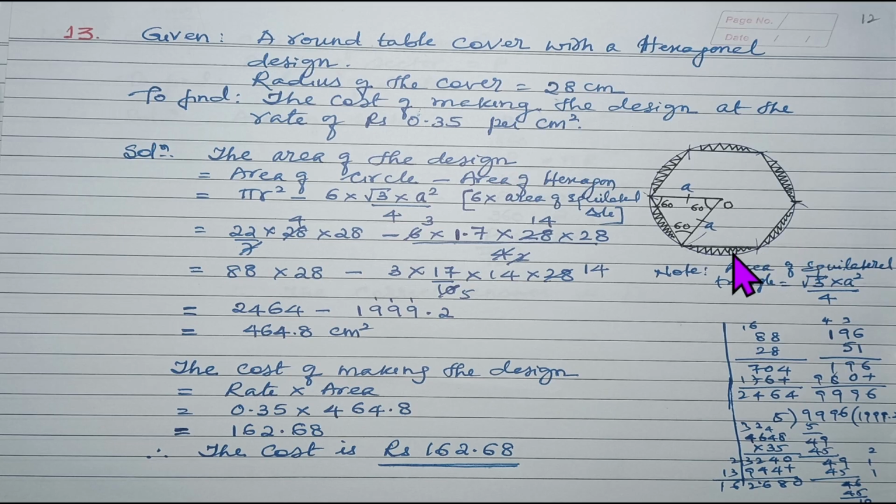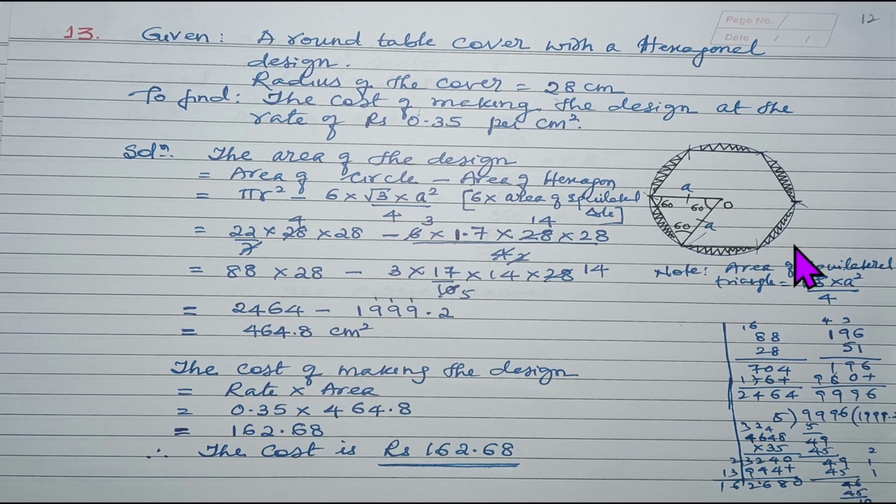That means first of all we have to find the area of these segments. 1, 2, 3, 4, 6 segments are there. We have to find the area of these segments, multiply by the rate, then we'll get the total cost. Now we'll go for a simple method in this. Instead of finding out the area of each segment, we can adopt a different method.